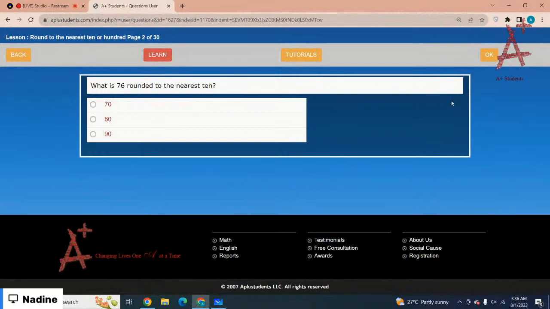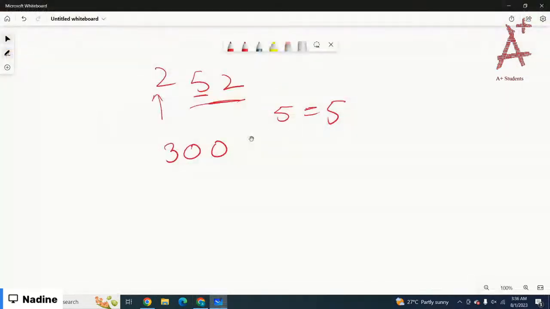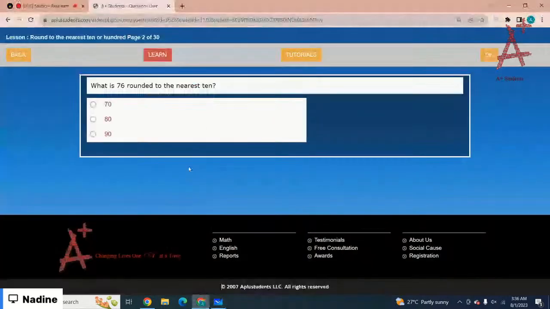What is 76 rounded to the nearest 10? Okay, you have to round off to 10. In 76, 7 is the tens digit. Right next to it you have 6. 6 is greater than 5. That means you have to round up to the next 10. So it would be rounded off to 80. So the correct option is 80.